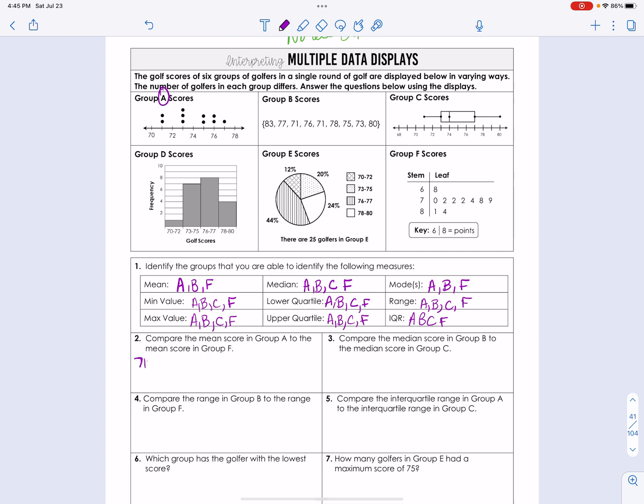I'm going to have to do 71 plus 71 plus 73 plus 73 plus 73 plus 75 plus 75 plus 76 plus 76 plus 77. And I'm going to have to divide all of that by 1, 2, 3, 4, 5, 6, 7, 8, 9, 10 golfers. So I would like you to do that right now. I would like you to pick up your calculator and add all of those things together. And I would like you to tell me what A's mean is.